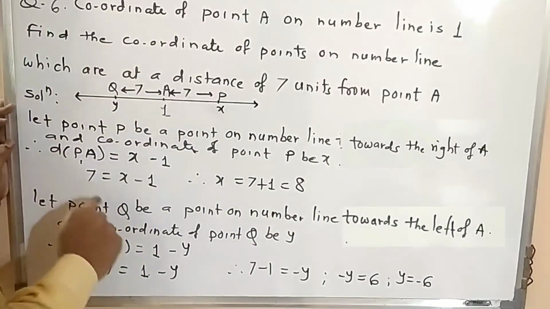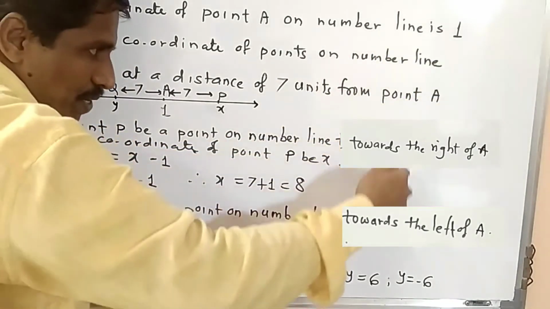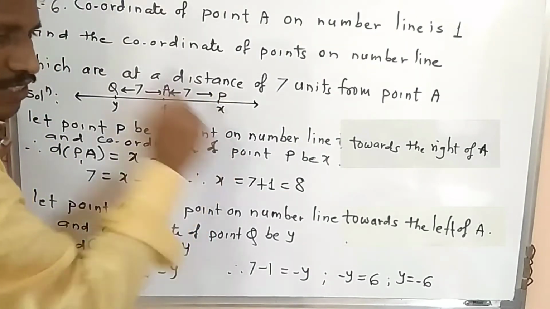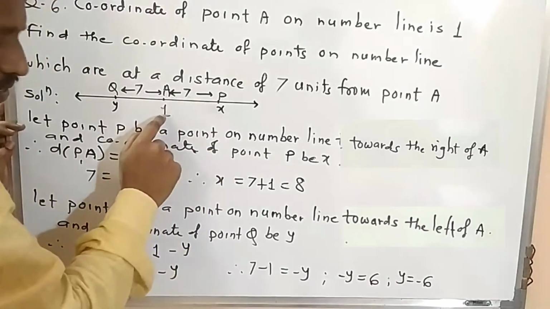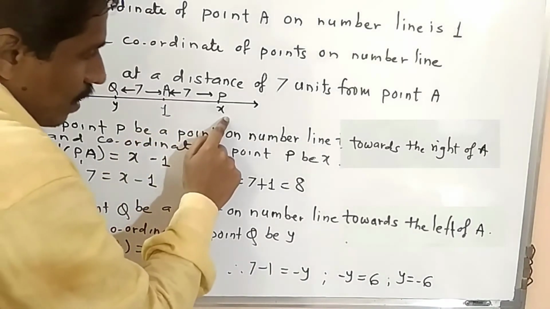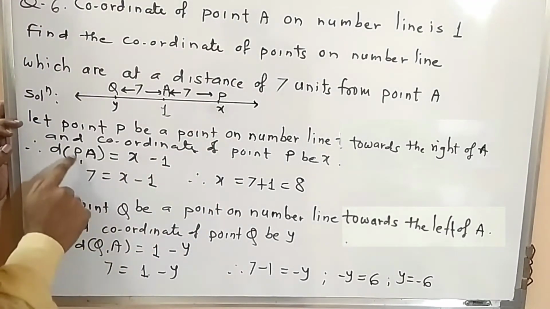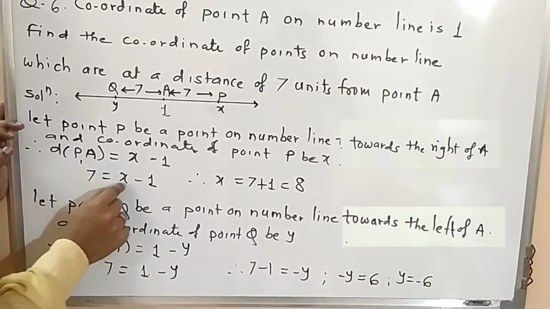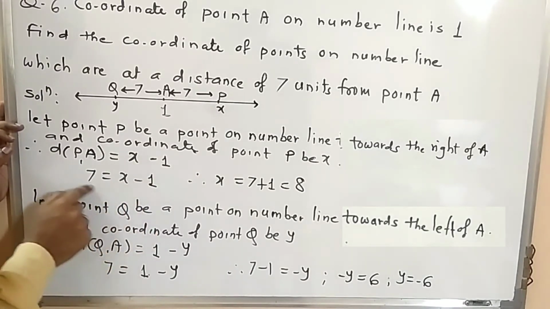So let point P be the point on the number line which is at a distance of 7 units towards the right of A, and its coordinate is x. Now x is on the right hand side, therefore 1 is the smaller coordinate, x is the greater coordinate. Distance PA is equal to x minus 1. Distance between point A and P is how much? 7 units. That is equal to greater coordinate x minus smaller coordinate 1. This minus 1 I will transfer to this side.